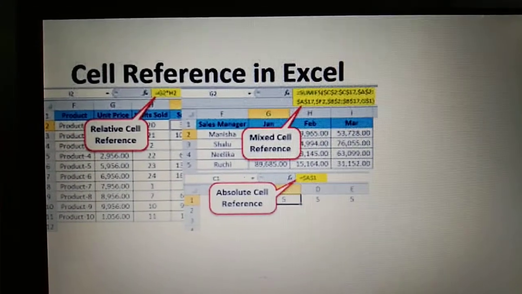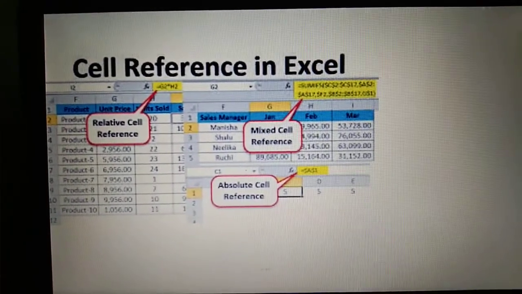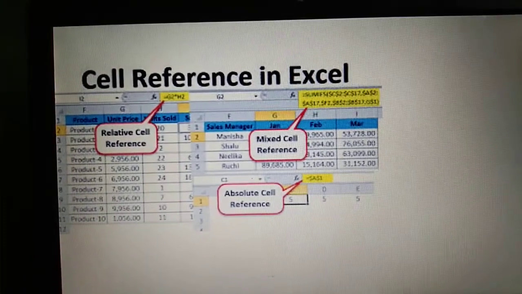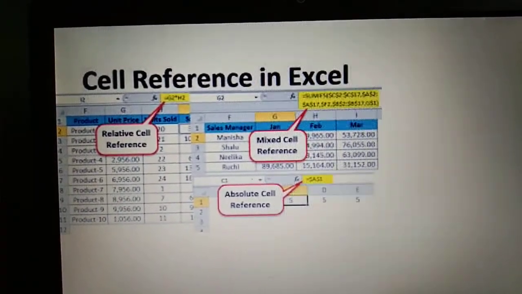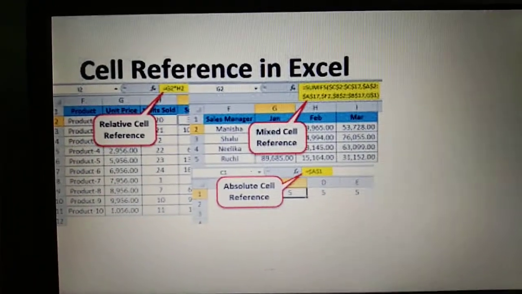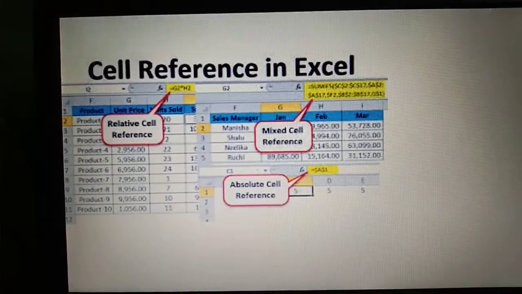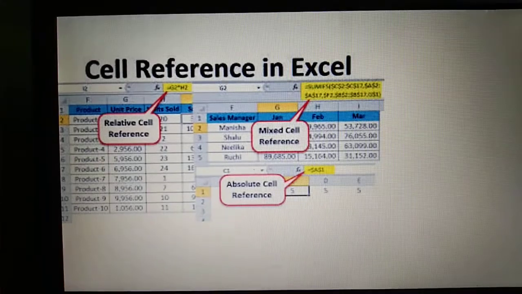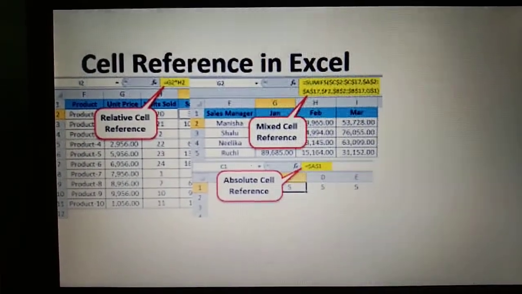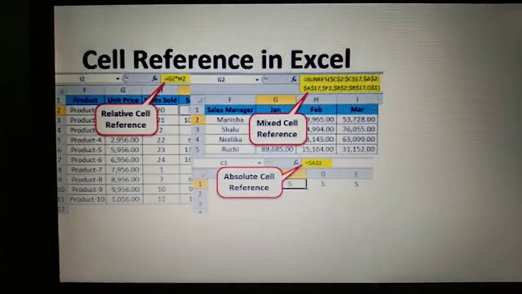So there are three types of cell references in Excel. The cell address in the formula is known as the cell reference. With cell references you can use the data in different parts of the worksheet. The three types of cell references are: first, the relative references; second, the absolute cell references; and third, the mixed cell references. Let's discuss these three types one by one.